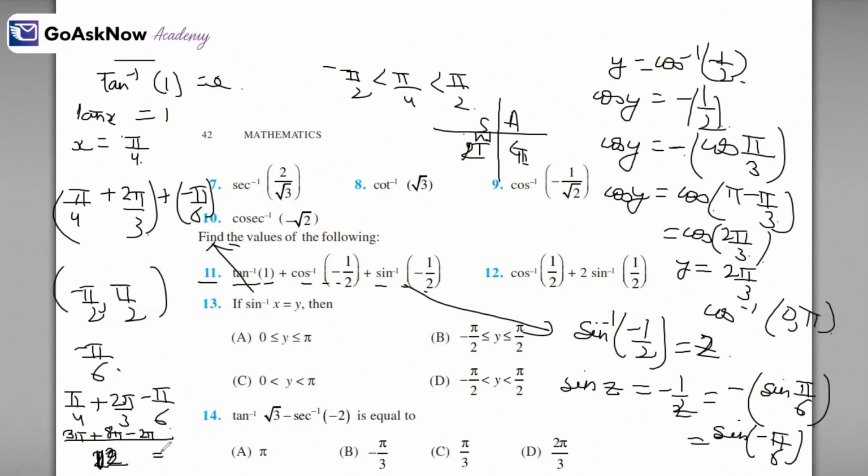So what will be the final answer? 11 pi minus 2 pi, that is 9 pi by 12. And after simplifying, you will get 3 pi by 4. So for this question, you have the answer 3 pi by 4. That is the final answer. I hope that you got this question.